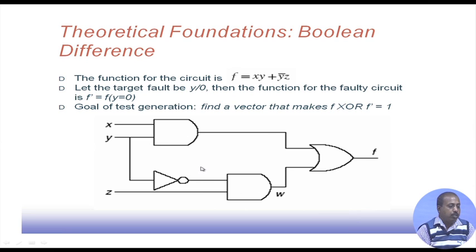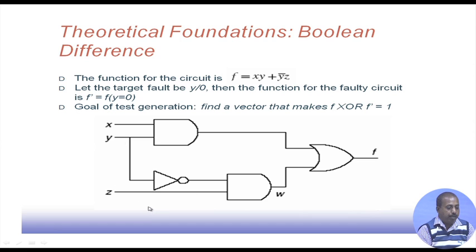Now, suppose we are targeting the fault y stuck at 0. Then the faulty function for the faulty circuit is f dash, which is a modified version of f with y equal to 0. If this modified circuit is f dash, then the goal of test generation is that under this faulty condition, f XOR f dash, this output, should be equal to 1. That is, we have got this circuit.